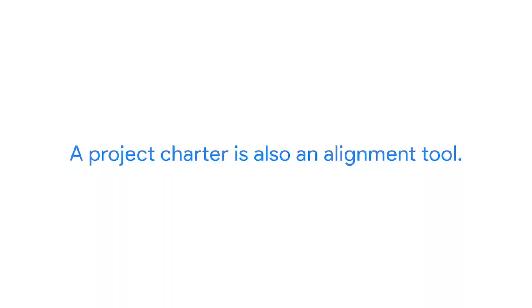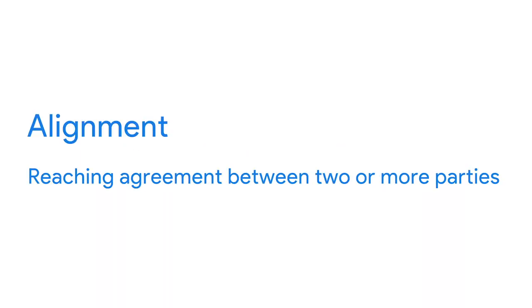Once you've identified what you believe are important details, review your charter and ensure all of those details are included. From there, you'll be able to present the charter to your stakeholders and confirm that everyone agrees with the project information. Think of the project charter this way. In addition to serving as a formal document that defines the project, a project charter is also an alignment tool. Here, alignment refers to reaching agreement between two or more parties.